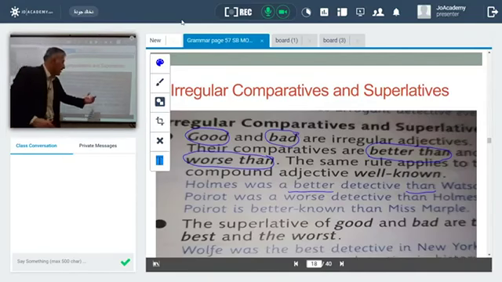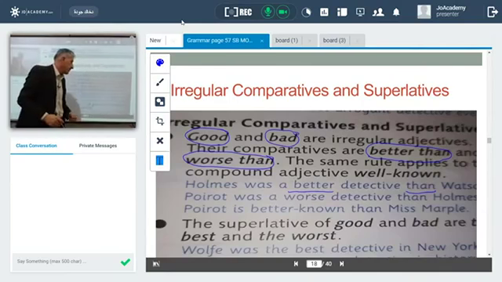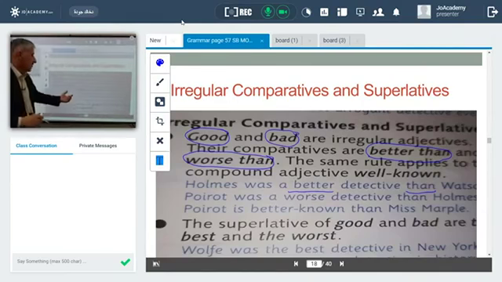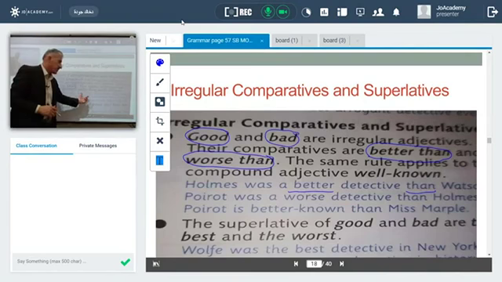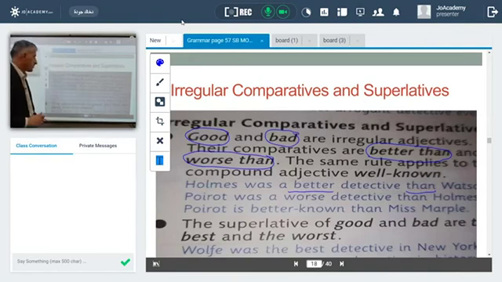Here we have the adjective. Okay, better. Sorry, better is the adjective. Better detective than Watson. Poirot was a worse detective than Holmes. Poirot was better known than Miss Marble. Better known than.